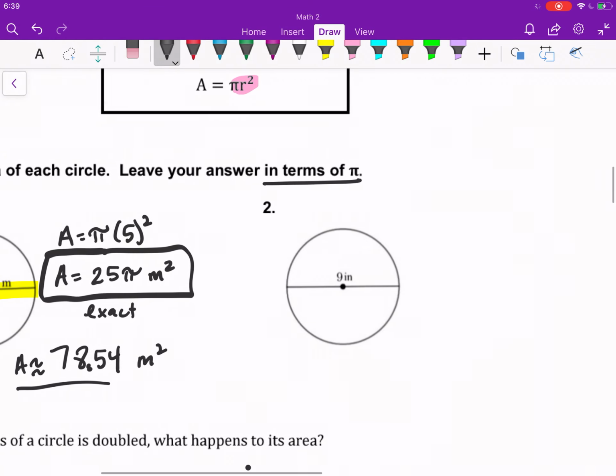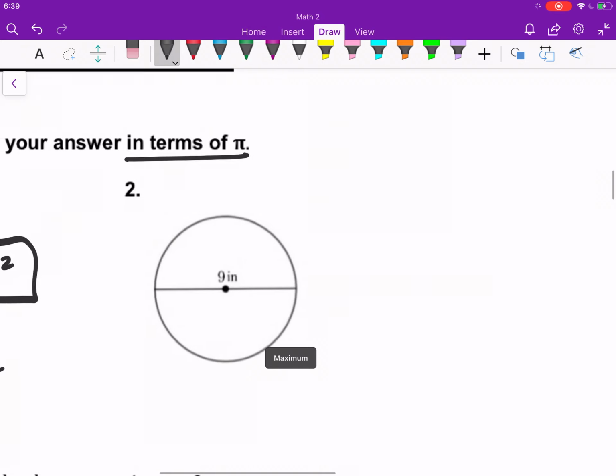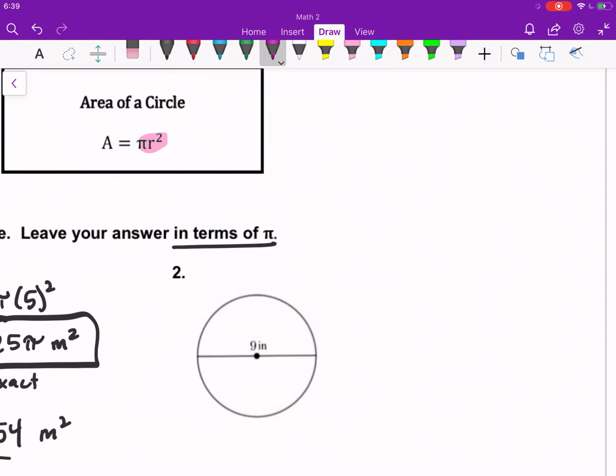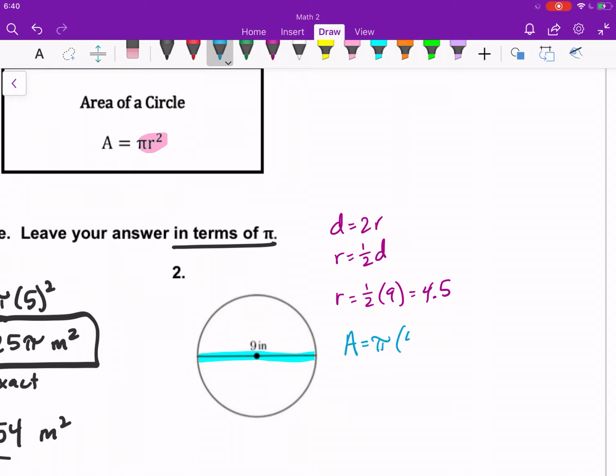Let's go into number 2, same idea. We're using our area formula. This time we do not have the radius, we have the diameter. Remember, the diameter is 2 times the radius. Therefore, the radius is half of the diameter. So the radius will be 1/2 of 9, which is 4.5. From there, we can find our area. Our area is going to be pi multiplied by 4.5 squared.